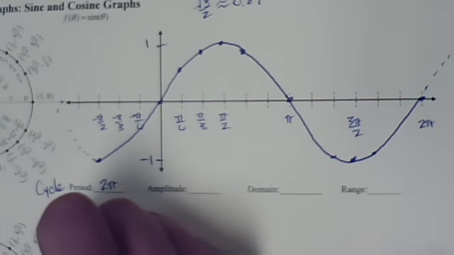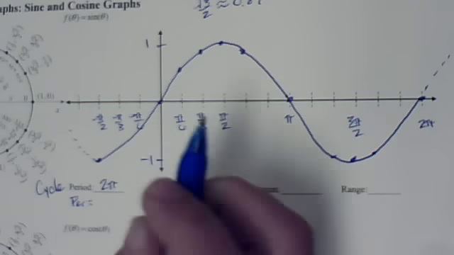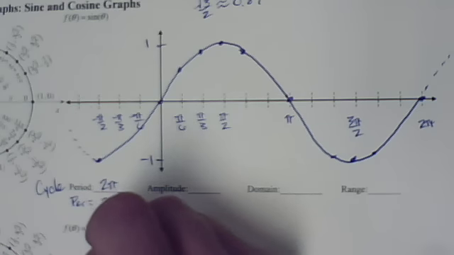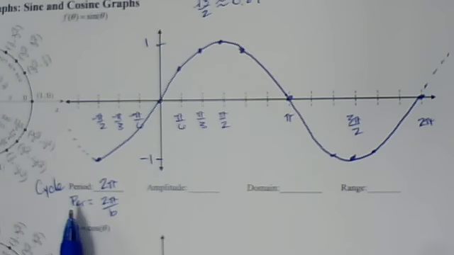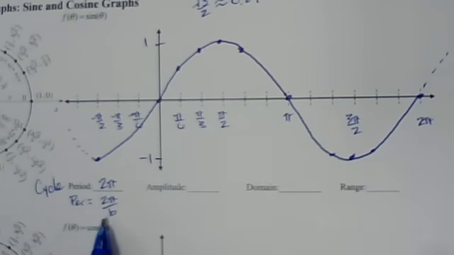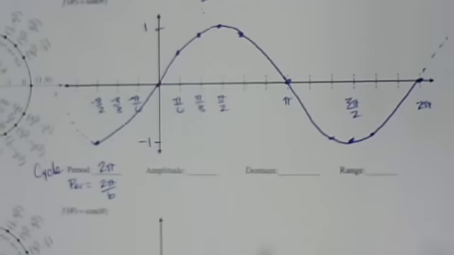Okay, there's a formula that we use for that. The period equals 2 pi over b. Or you can flip that and we can say that b equals 2 pi over the period. And I'll show you how we'll use that in just a second.